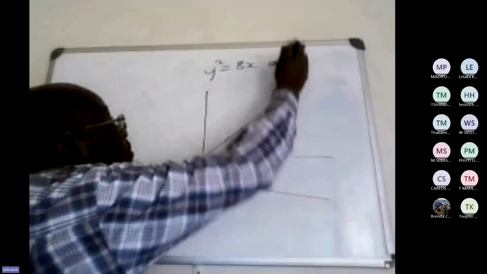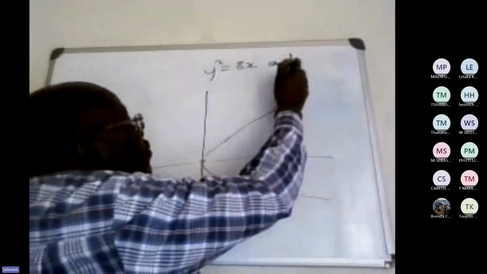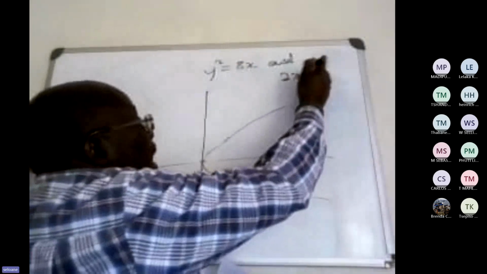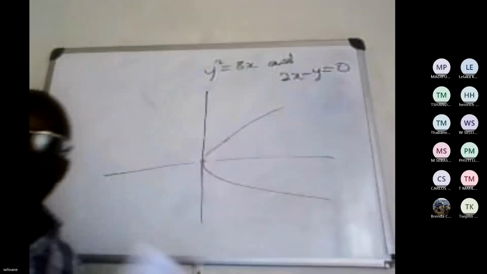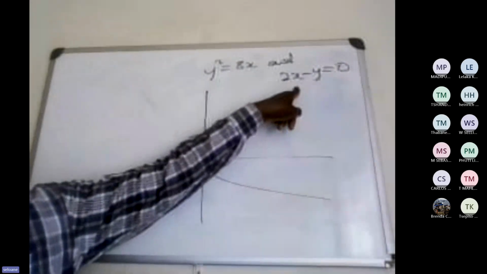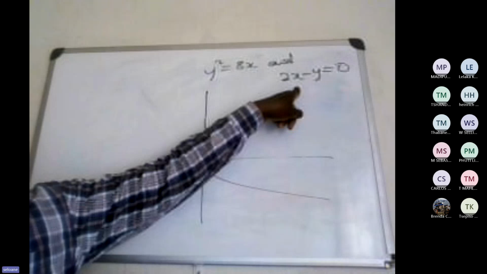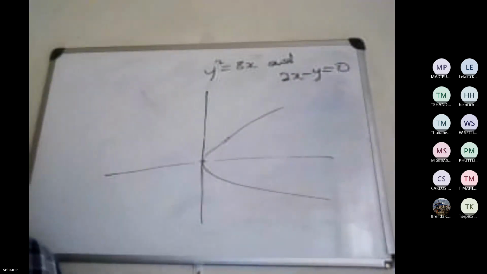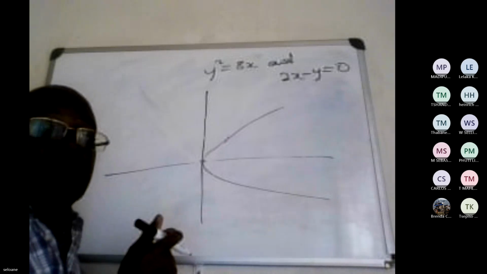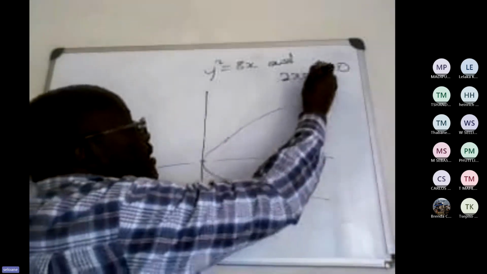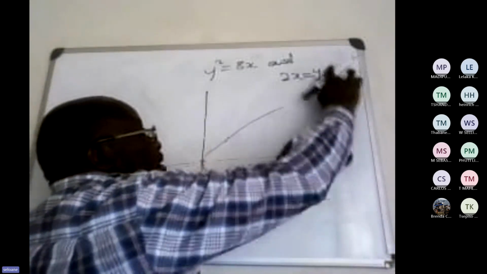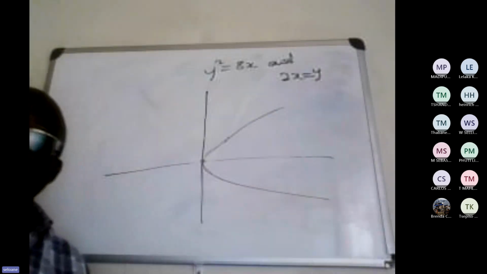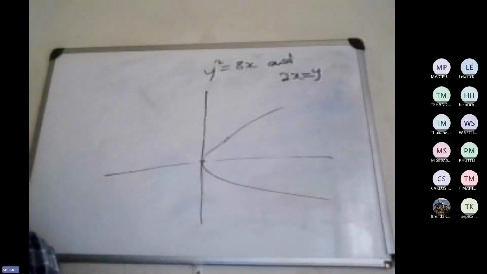They say 2x minus y equal to 0. This is going to be one of the fences, one of the boundaries, one of the walls. Then you sketch this. It is simple, 2x minus y equal to 0. Then it will simply be 2x is equal to y, or y is equal to 2x. Then you draw the line y equal to 2x.